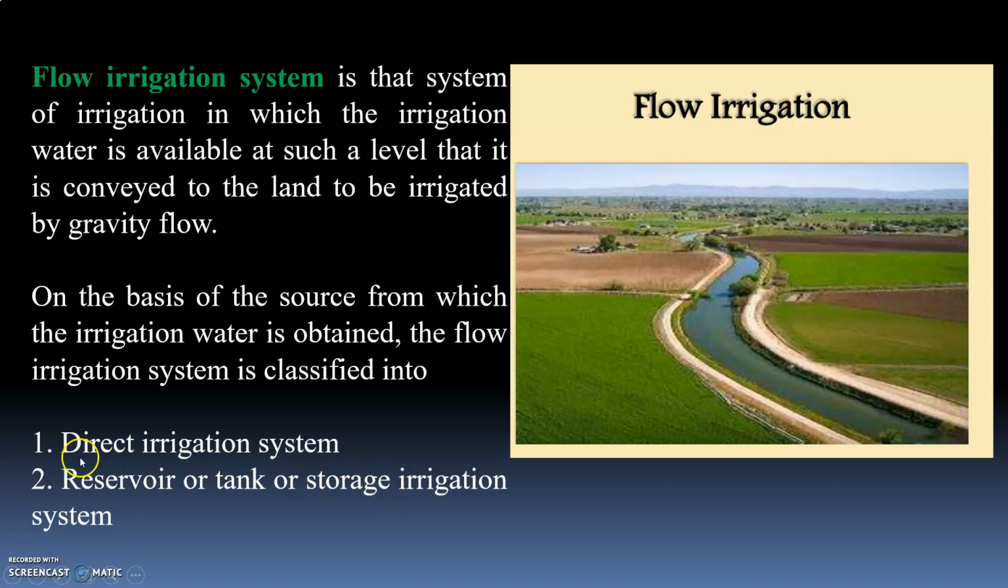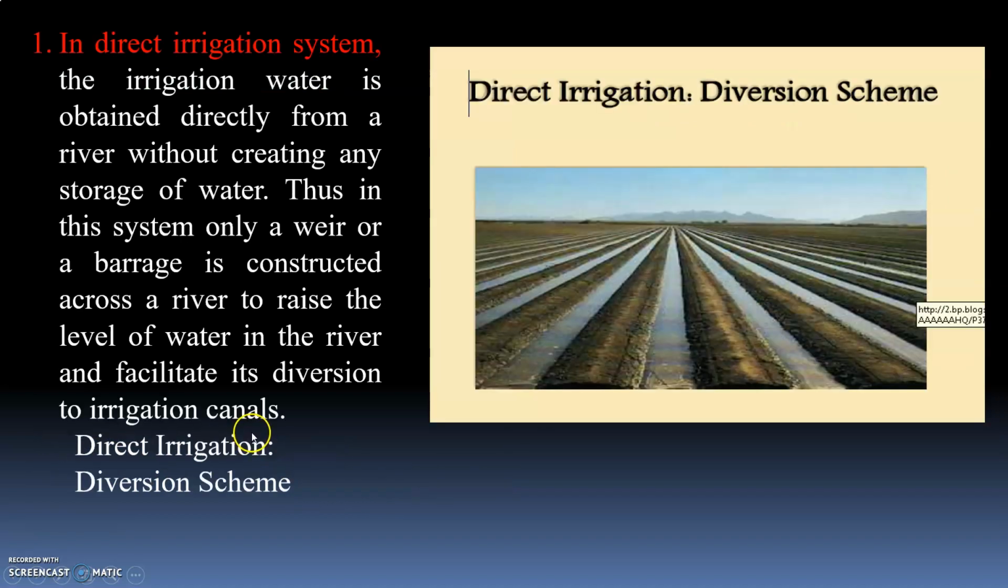So let us see what is the direct irrigation system. Here, as the name itself indicates, it is the system in which the irrigation water is obtained directly from a river without creating any storage of water. Here the water is directly taken from the river without any storage of water. In this system only a weir or a barrage is constructed across a river to raise the level of water in the river and facilitate its diversion to irrigation canals.